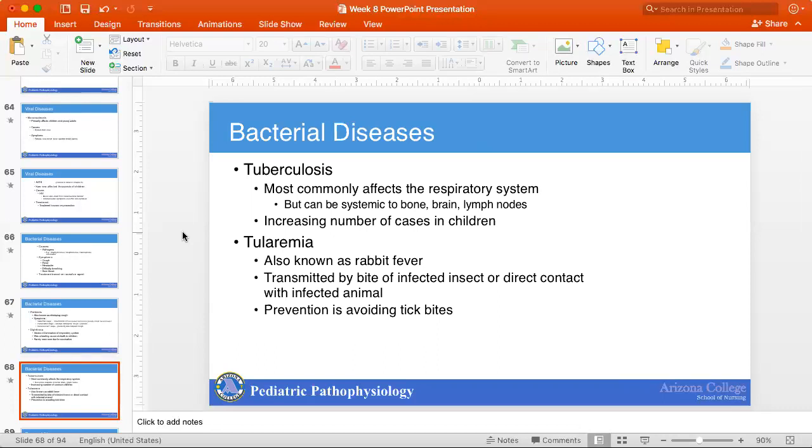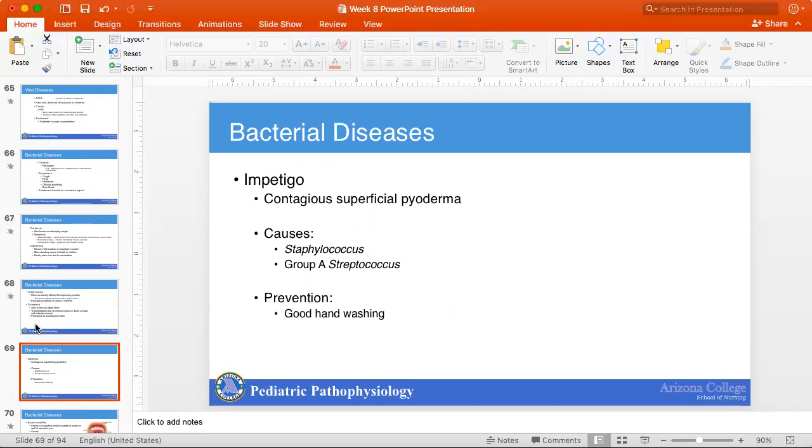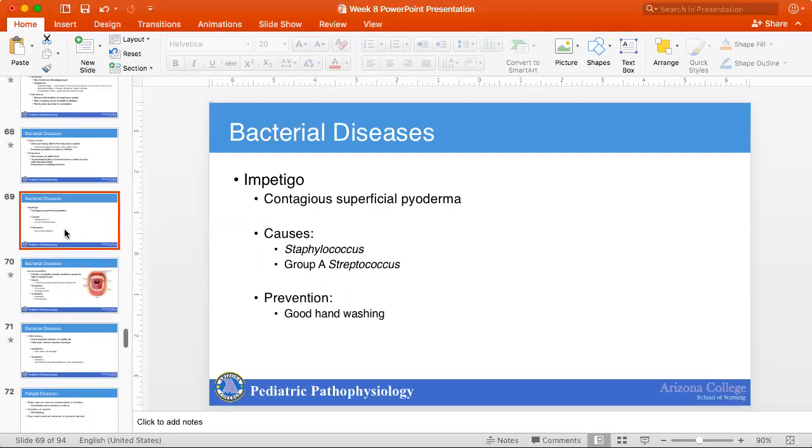Tularemia, also known as rabbit fever, is transmitted by a bite of an infected insect or direct contact with an infected animal. Prevention would be avoiding tick bites. Impetigo, this is a contagious superficial pyoderma. Typically you'll see it around the mouth of children. This bacteria along their mouth causes pus on their skin, usually Staphylococcus and group A Streptococcus. Prevention would be good hand washing, good hygiene in general.